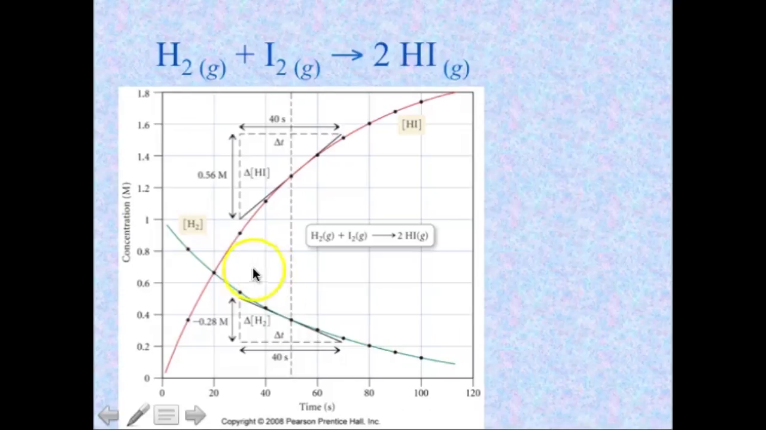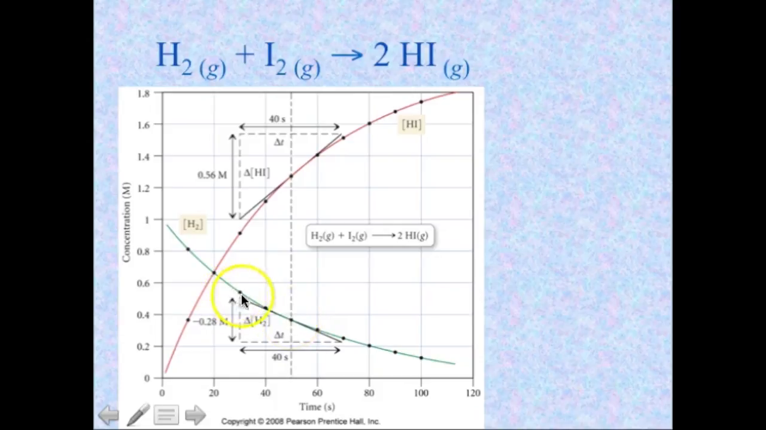So here's our curve of hydrogen plus iodine yielding 2 moles of hydrogen iodide. The red line represents the formation of hydrogen iodide. The green line represents the rate at which hydrogen is being consumed in the reaction. And of course the red line is a steeper curve because the hydrogen iodide is being produced twice as fast as the hydrogen is being depleted. So let's look at the 50-second point in time on the hydrogen line.